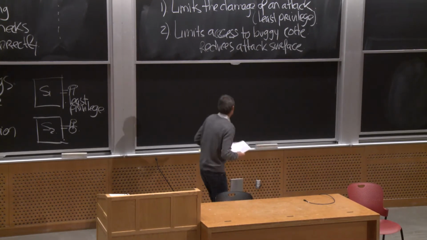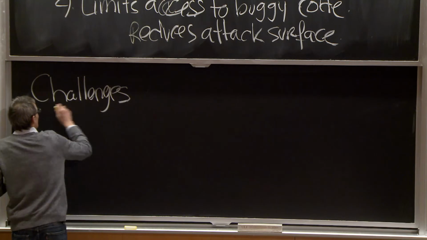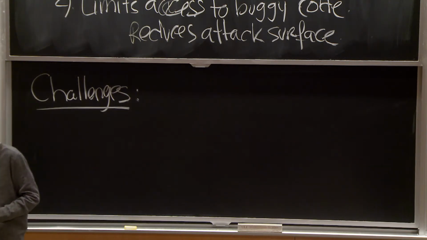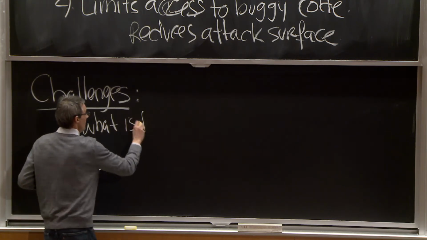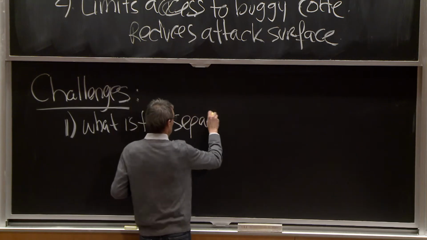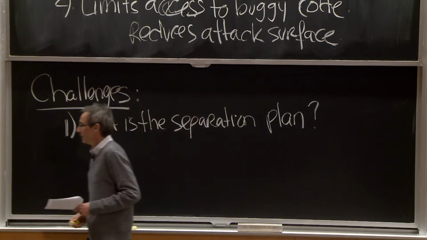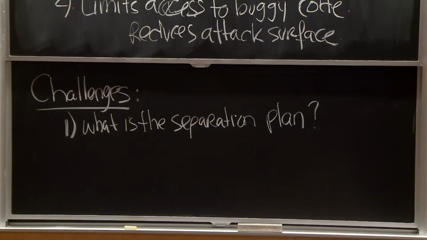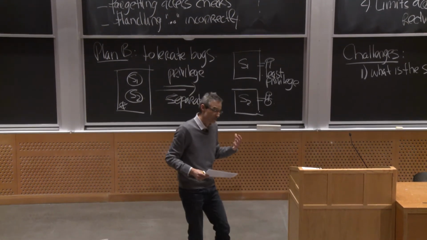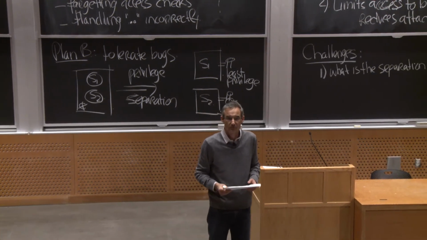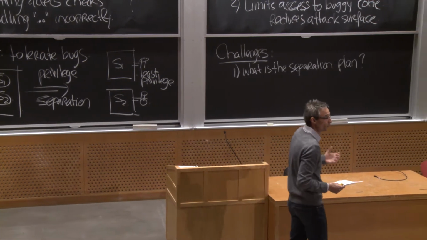There are a number of challenges. So let me talk a little bit about the challenges. So the first challenge is, what is the separation plan? I drew here basically this box, split it in two, and then I was done. But I didn't really articulate any particular way of choosing how to actually split the box. And you can imagine lots of different ways of doing it. And we'll talk about it in a second when we look actually at OKWS in detail.